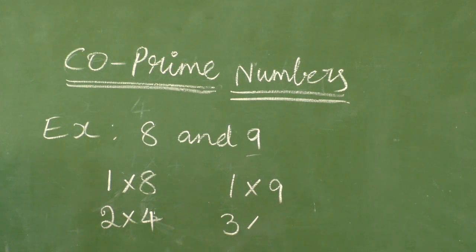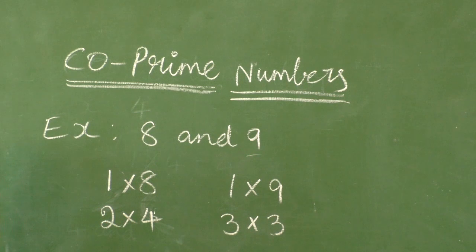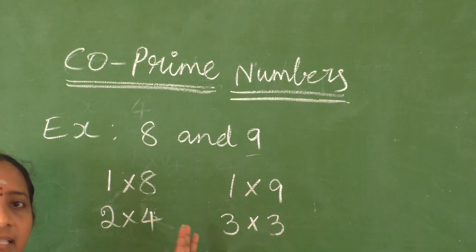3 table? Yes, 3 table will come. 3 3s are 9. Then any other factors? 4 table? No. 5 table? No. 6, 7, 8, nothing.